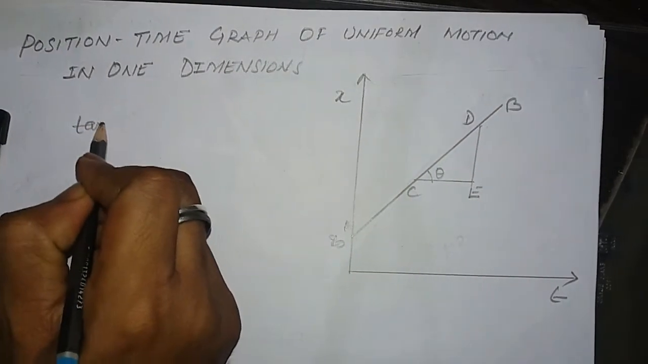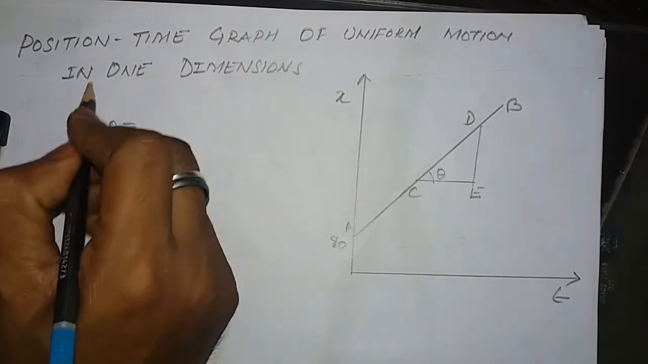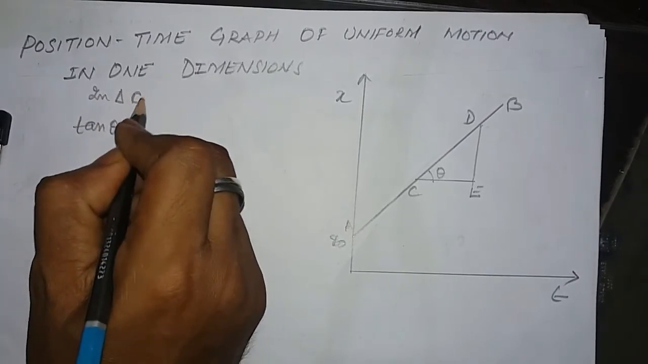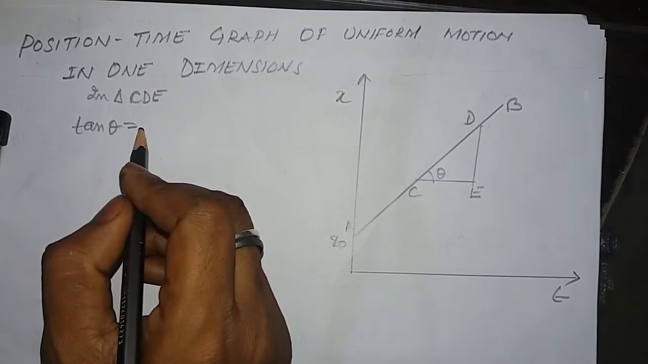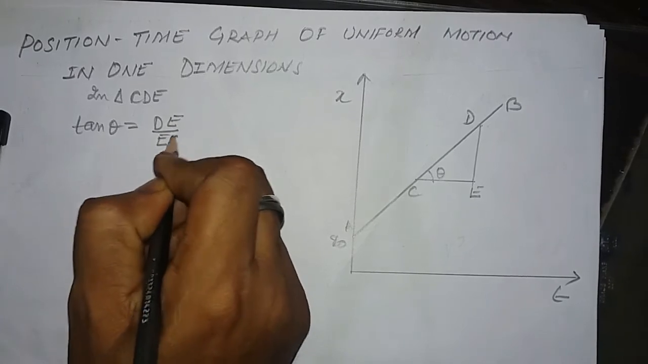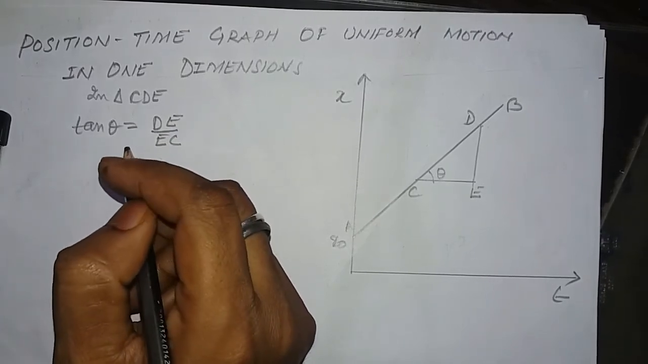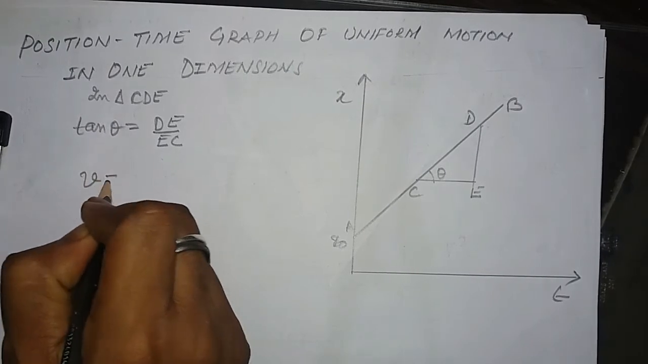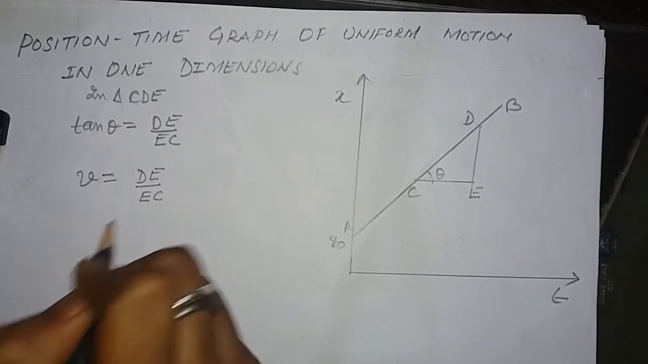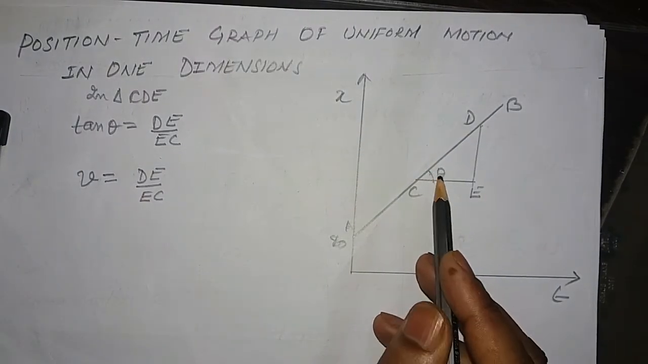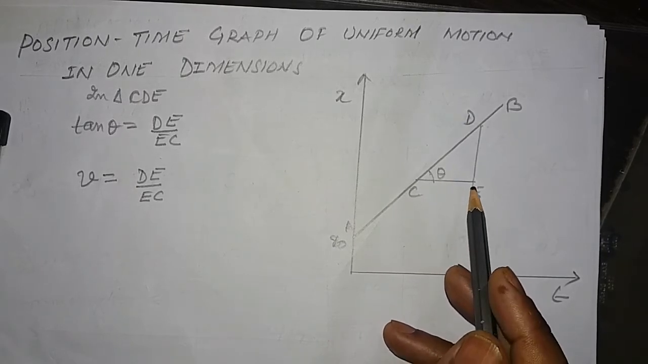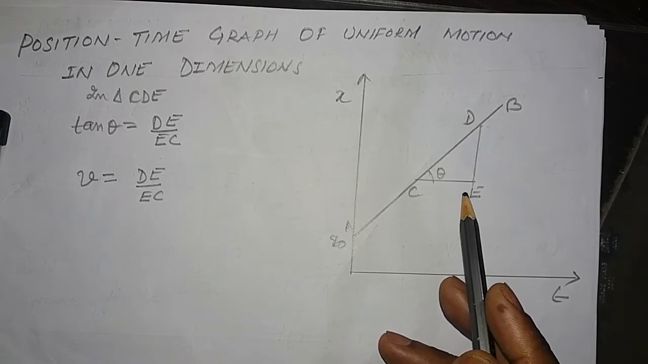Now tan theta, in which triangle do we calculate it? In triangle CDE, tan theta equals DE by EC. That is, velocity equals DE by EC. The slope of this graph will give you the velocity of the body in one dimension when the motion is uniform.